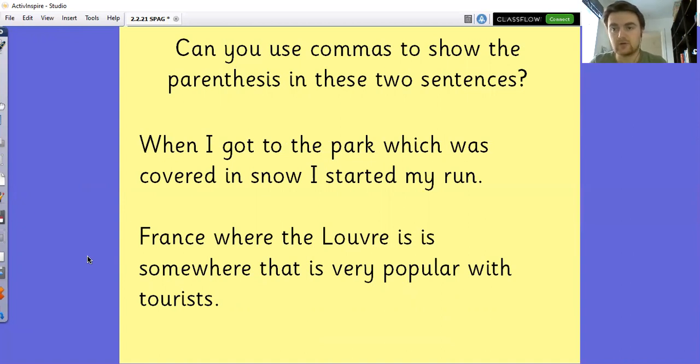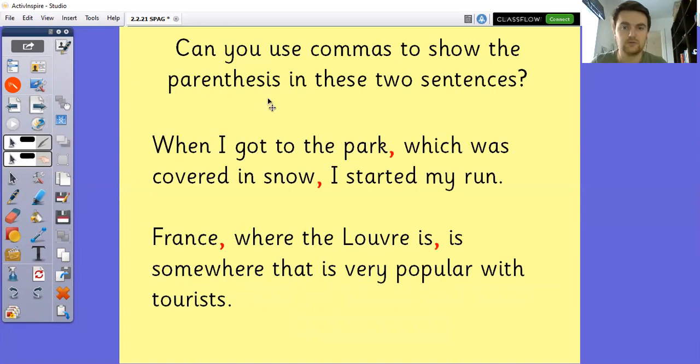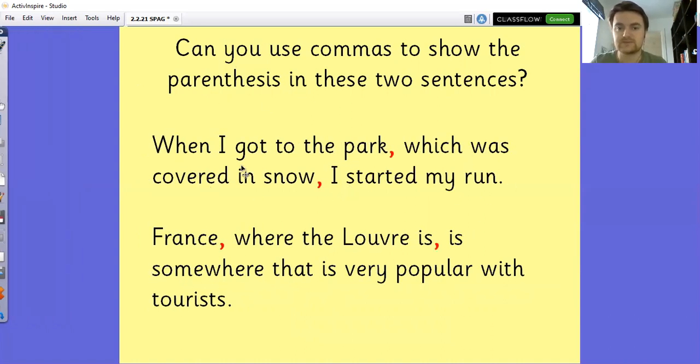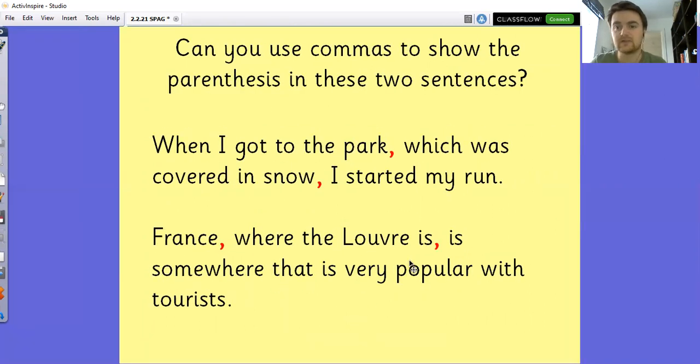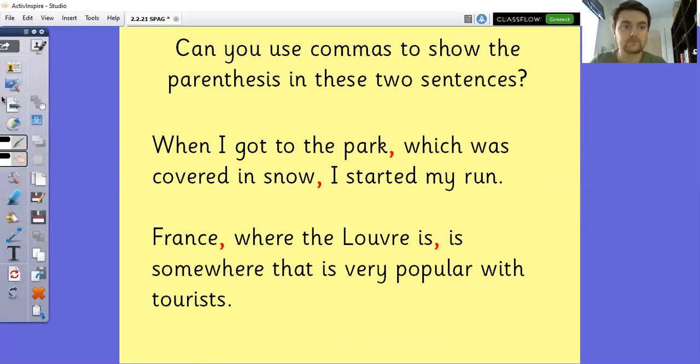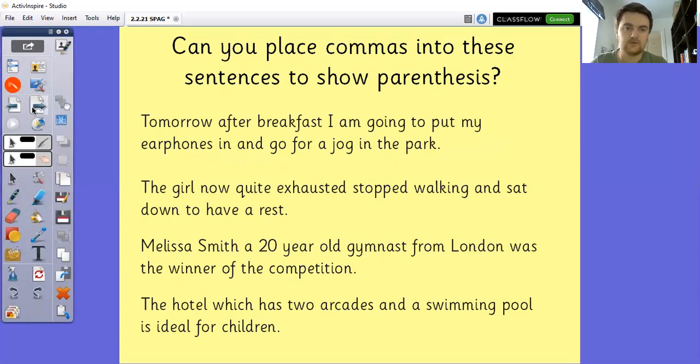So on that starter activity, have a go at putting those commas in, but this is where they should go. Which was covered in snow is our parenthesis here. So when I got to the park, I started my run. That still makes sense. Now the comma here does serve a double purpose because it is at the end of a fronted adverbial, but it also indicates the start of a parenthesis, but we wouldn't have two commas in a row. The next one: France, comma, where the Louvre is, comma, is somewhere that is very popular with tourists. Now we can see here that we've got "is", which looks quite strange, but because I can take the parenthesis out, France is somewhere that is very popular with tourists, that's absolutely fine, as long as you've got the comma between the two.